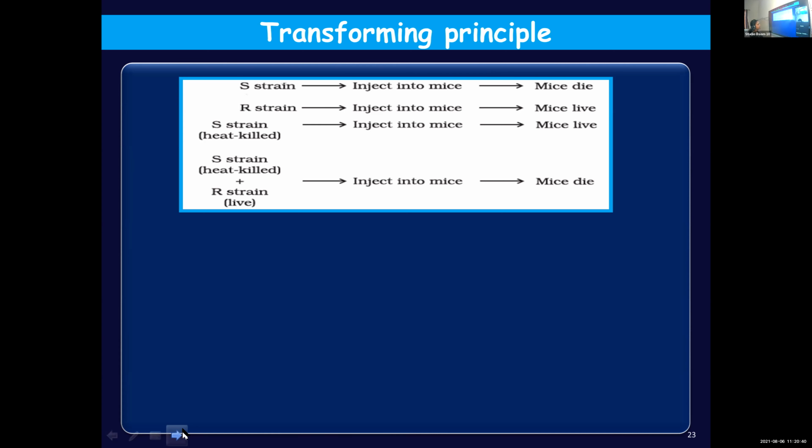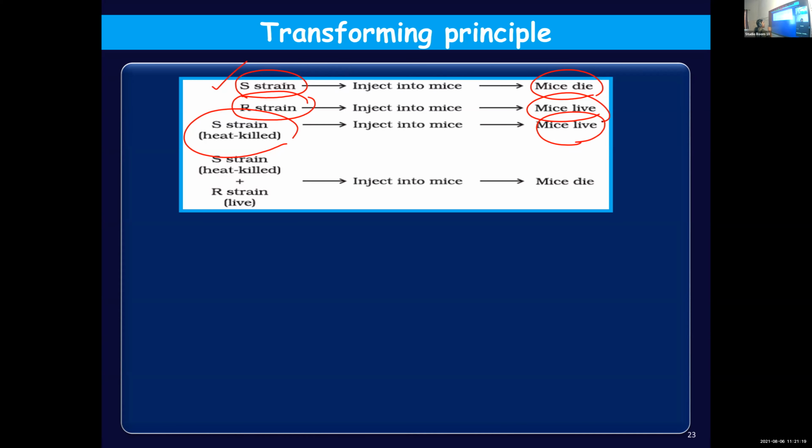I'll repeat once again. This you should know, children. It's very important. S strain, once injected, the mice died. When it was heat killed, mice could survive. That means only the live S strain was able to cause negative impacts on mice, and that is why they died. But once it was heat killed, it became inactive and could not damage mice. And R strain is harmless. The mice survived when it was injected.